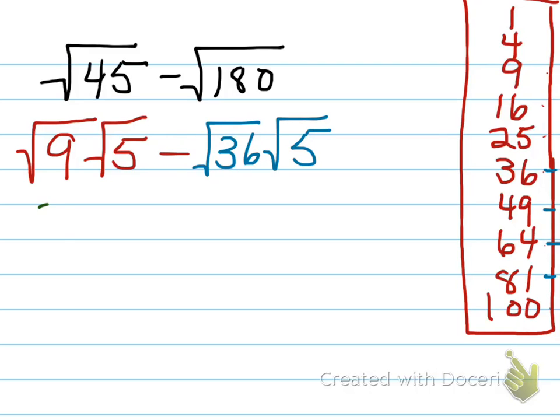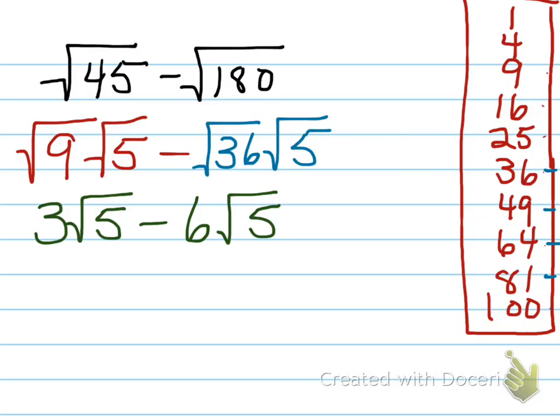The square root of 9 is 3, and that's times the square root of 5, and then subtract. The square root of 36 is 6. Without the radical now, we've taken the square root of it. We have found what number times itself gives us 36, and that is the integer 6. And that is still times the square root of 5. Well, now what we have are like radicals.